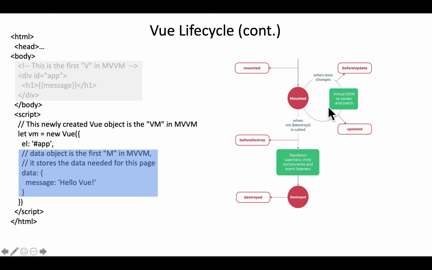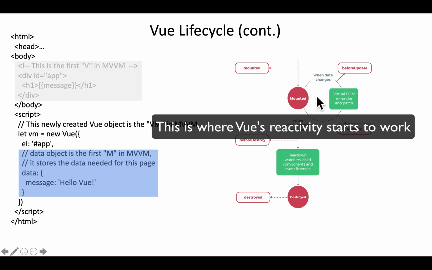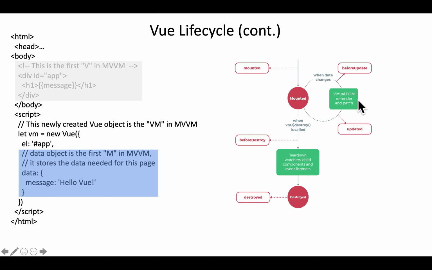This is the next picture. After mounted, we'll be in this cycle here. Vue is monitoring all this data here. If there's a change, then we have before update, then we re-render the DOM, we change it, and then we'll be in updated stage, and we'll continue, go on and on forever.